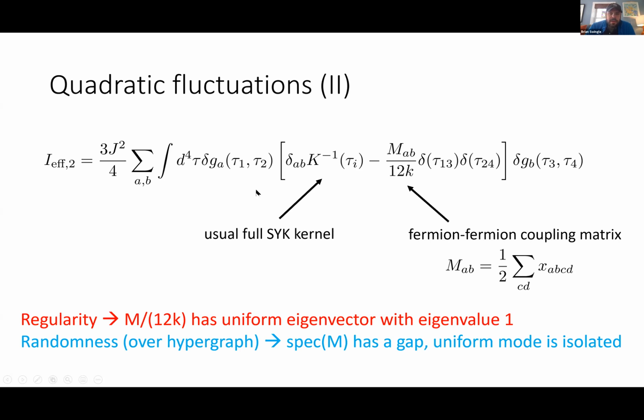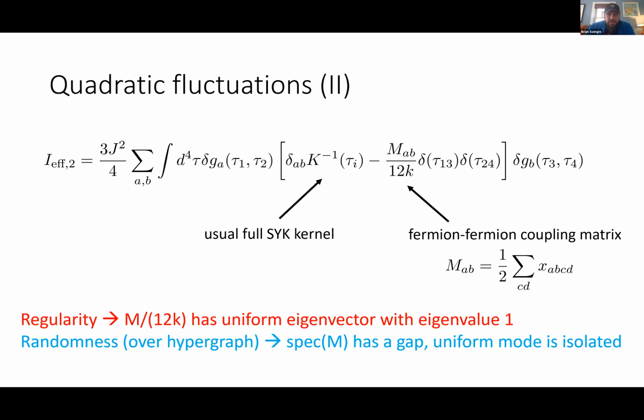So to look at that, we're going to focus on the low temperature regime, where this SYK kernel has a certain structure. We're going to ask essentially whether there are other places where the eigenvalues of K inverse touch eigenvalues of M. If they only touch in the one place where M has eigenvalue 1, that's the uniform mode, that's the one we want. If they only touch there, then we're happy. That means there are no other soft modes.